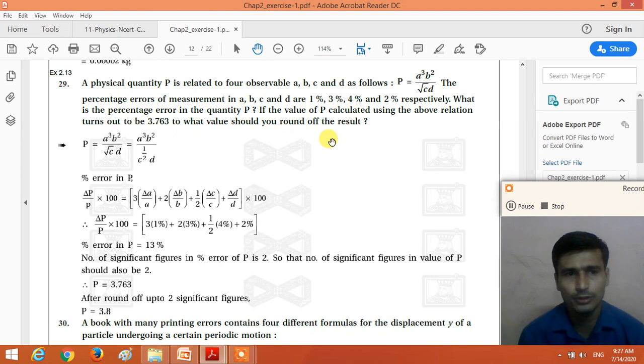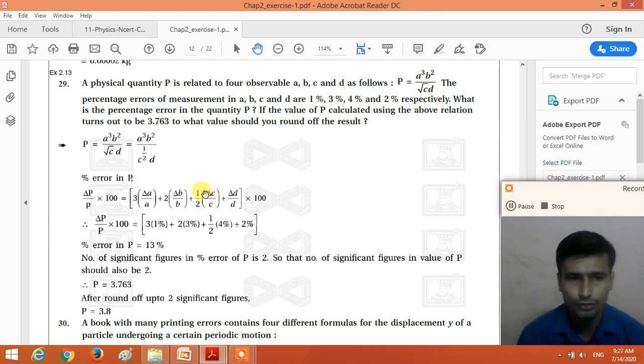Right? So, dear student, P is related by this equation, A cube B square divided by under root C and D. So the percentage error in P, delta P by P into 100, is equal to 3 times. Why 3 times? Because the power of A is 3. So 3 times the percentage error in A plus 2 times the percentage error in B plus 1 by 2 times the percentage error in C plus percentage error in D.